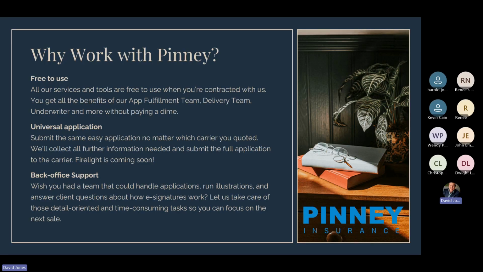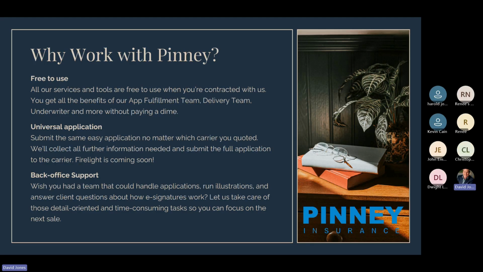By the second or third time you use that universal life insurance application form, it's easy. You know exactly what it's going to ask for. You know exactly what you need, and you just submit it, whether it happens to be Corebridge or Allianz or whatever it is that you're doing.